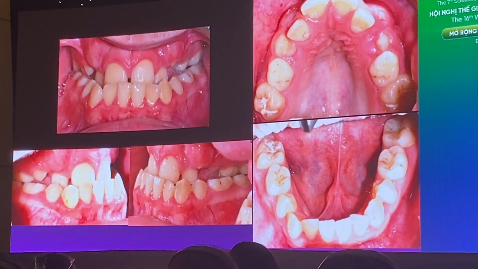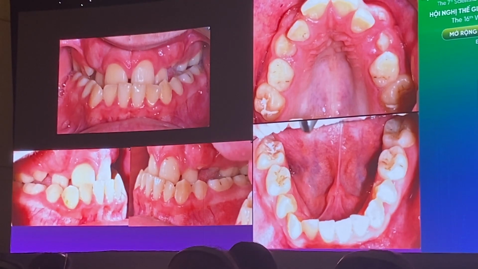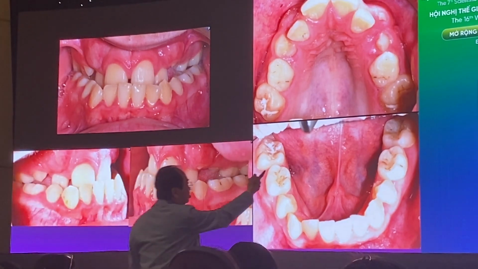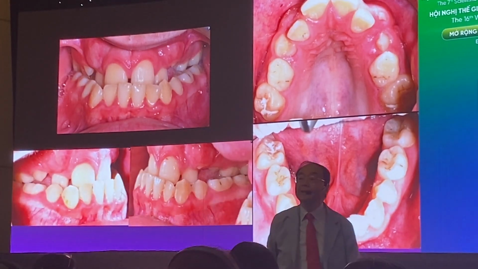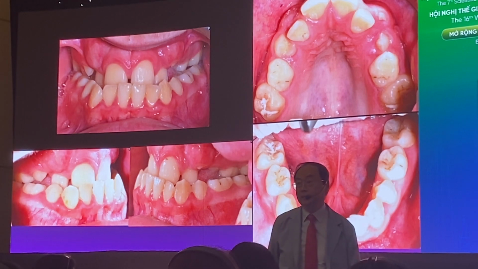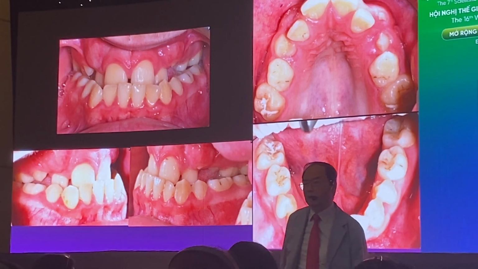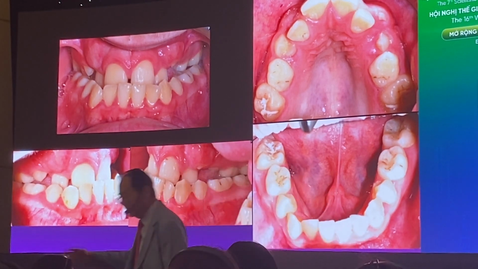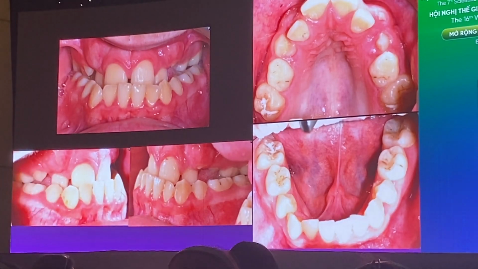Now, if you take a look at the upper arch, there is no space for the canine, correct? Look, you got the first bicuspid right next to the lateral incisor. So you have severe crowding in the upper arch, and you got the anterior crossbite.